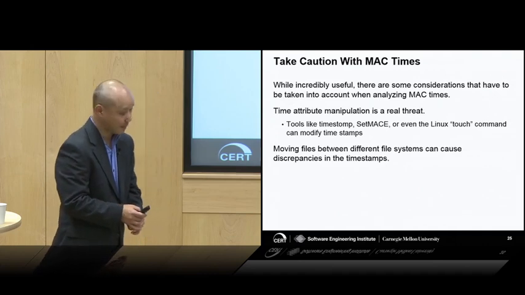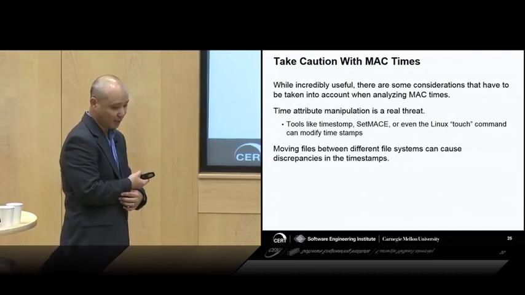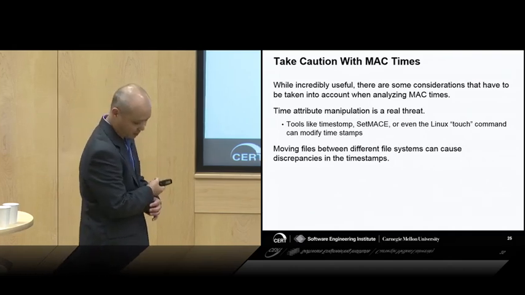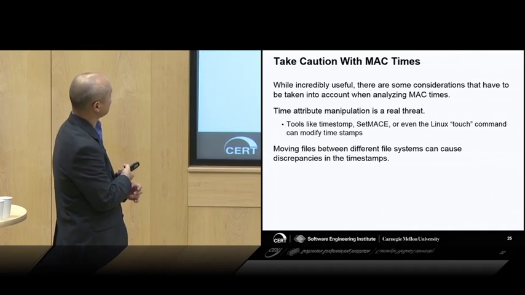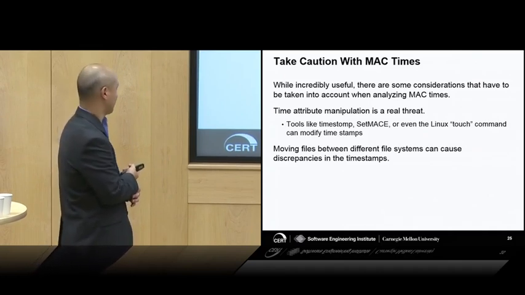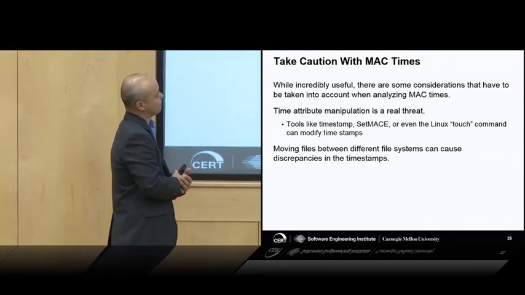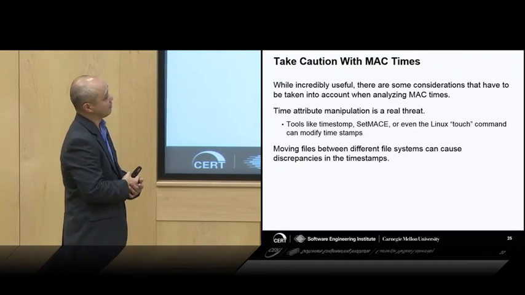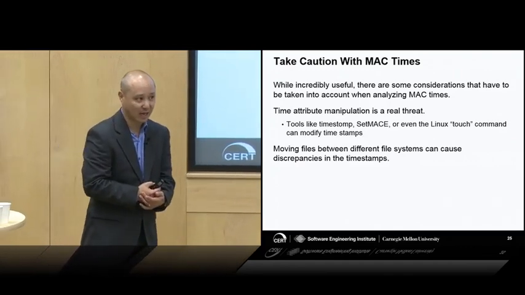So despite the fact that MAC times can give you valuable information, it should be taken with a grain of salt. So there's some variability to it. Time attribute manipulation is a threat when it comes to MAC times. There are tools. I've mentioned timestomp before, and there's also SetMace. And if you're familiar with Linux, the touch command can modify timestamps.